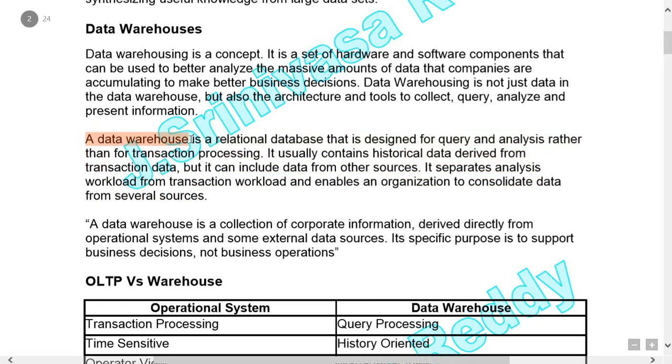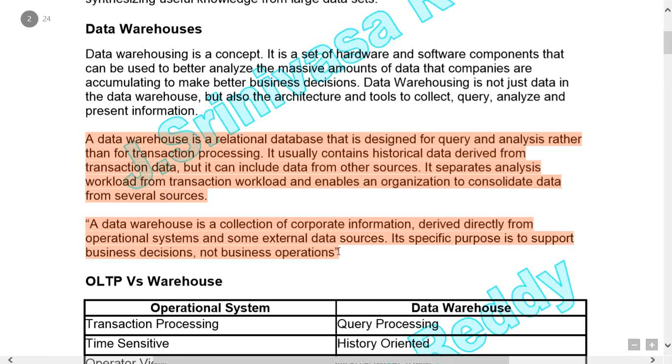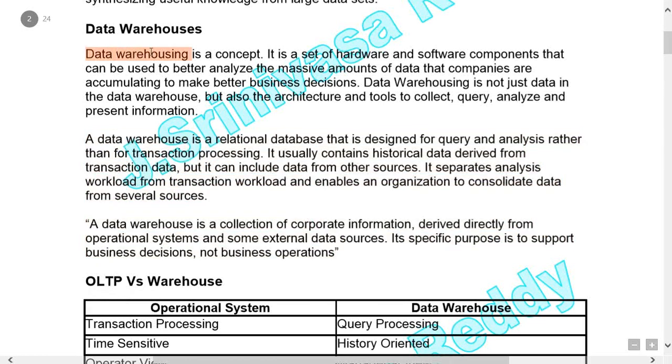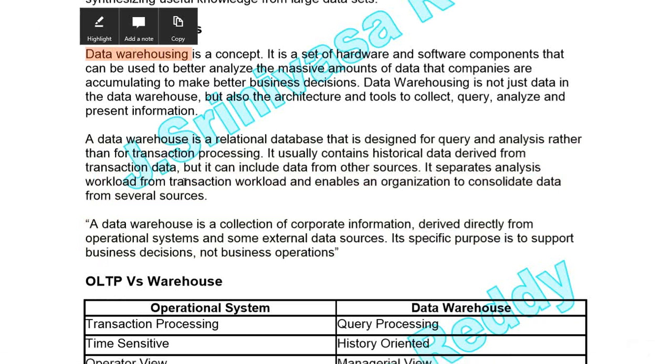So a data warehouse is nothing but a relational database which contains complete corporate information. In short, a data warehouse is a collection of corporate information derived from operational sources and some external sources. Its specific purpose is to support business decisions, not business operations. This is what a data warehouse is. What is data warehousing? Data warehousing is a concept. Data warehousing is the complete technology.